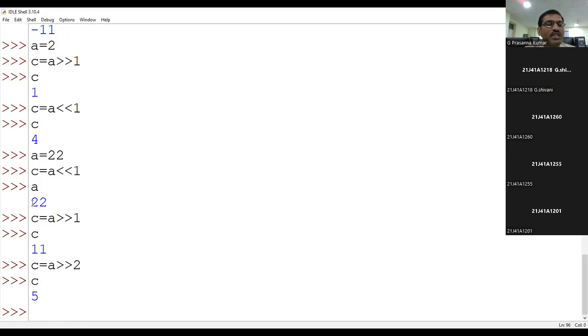Initially it is 22. 22 divided by 2 is 11. 11 divided by 2 takes 5. That is an integer value; it does not take a float value. Okay, that is the reason. That is about the shift operations, shift right and shift left. In general, the operation shifts the bit positions of the defined object.